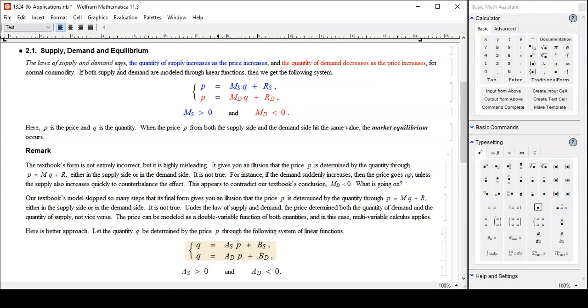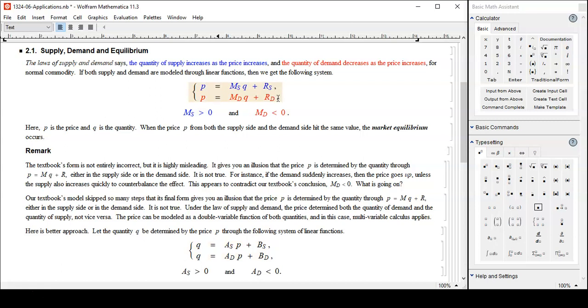The laws of supply and demand say the quantity of supply increases as the price increases. You see, quantity of supply can be modeled as a function of price, as a single variable, or at least in very simplified form. The quantity of demand also can be modeled as a function of price in a simplified situation, of course. Now, can you do it vice versa? Can you express the price P as a function of demand or function of supply alone? You can't. This expression here, blue and red, are actually highly misleading.